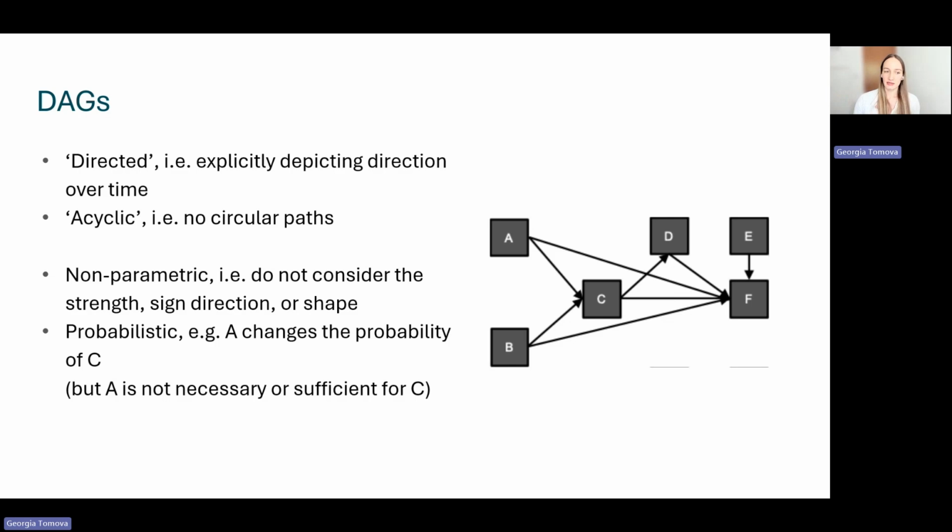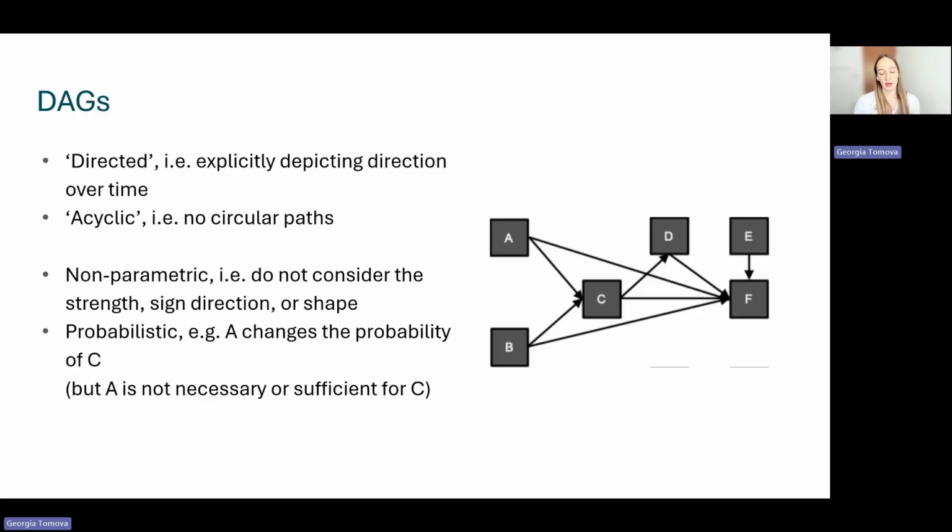Importantly about DAGs is that they're non-parametric, which means that the arcs between two variables do not say anything about the strength of the effect, the direction in terms of sign, or the shape of the relationship. It only indicates presence or absence of assumed causal effect between the two variables. And DAGs are also probabilistic.